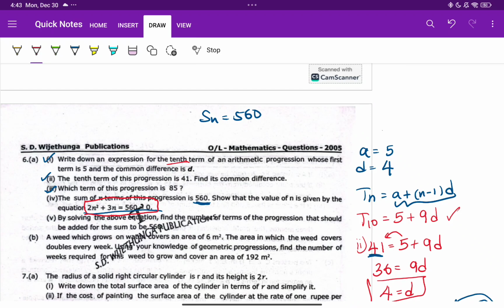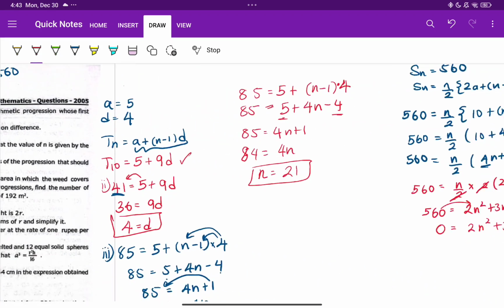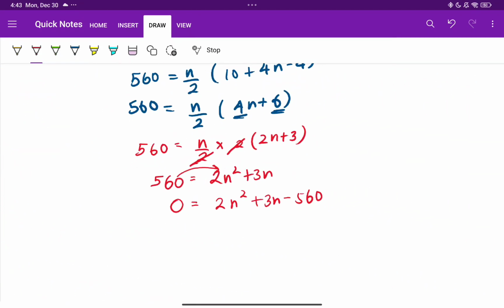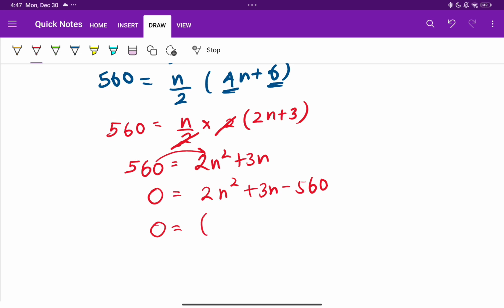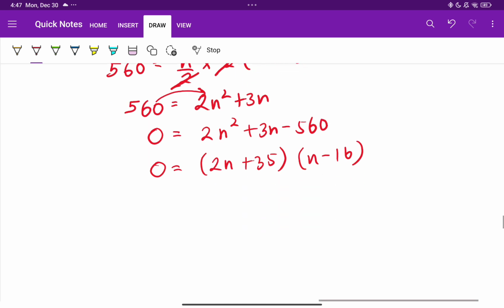That's it. By solving the above equation, find the number of terms of the progression that should be added for the sum to be 560. So they are asking us to find n basically. So we have to factorize this equation. Right? We can factorize in whatever method we need. So the factors would be 2n plus 35 and then n minus 16.